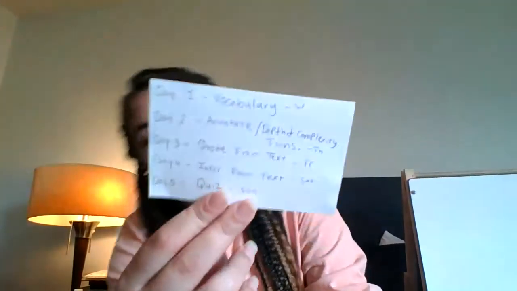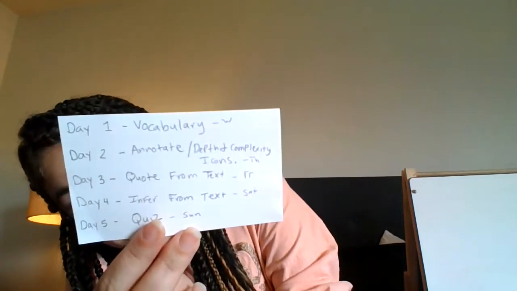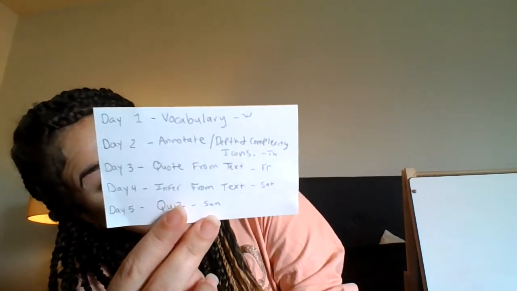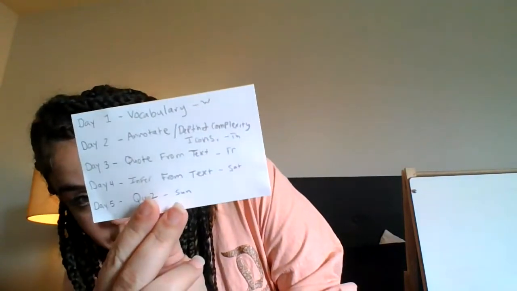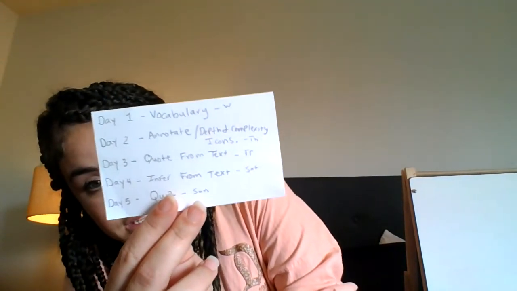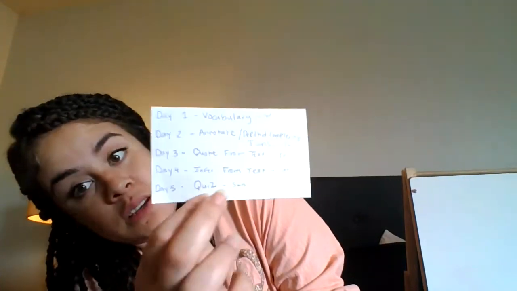So, first day, it says we're going to be doing just vocabulary. Okay, and then the second day, we'll be annotating using the depth and complexity icons. If you don't know what those are, don't worry, I'll review it. Day 3 is going to be working on quoting from the text and then making inferences on day 4. And then day 5, I'll give you guys a quiz.